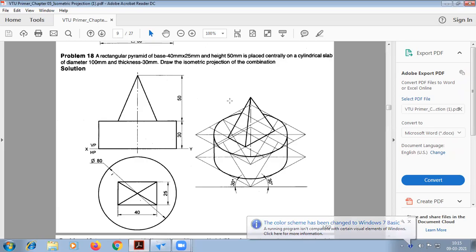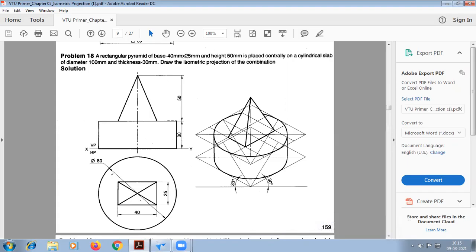Okay, so today we are going to do this problem in solid head software. It is a rectangular pyramid of dimension 40 into 25 and height 50, placed centrally in a cylindrical slab of diameter 100 and thickness 30. So first we are going to construct a cylindrical slab here.